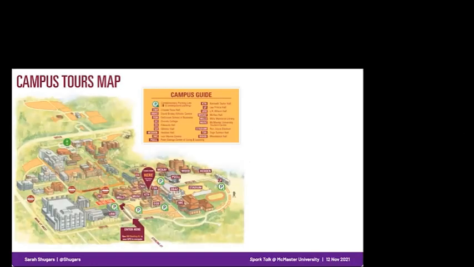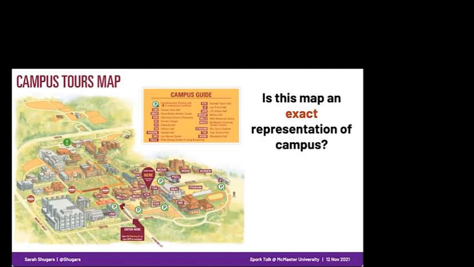And my first story begins with a map. So this is a map of McMaster University. I got it off the university's official webpage for visitors. And I have two questions for all of you. So my first question is, is this map an exact representation of campus? And you're welcome to answer in the chat. I have never been to your campus, so you're going to have to help me out here. Is this an exact representation of campus?